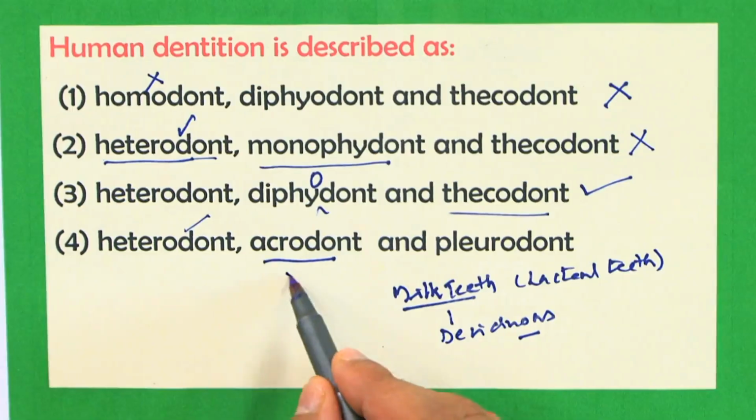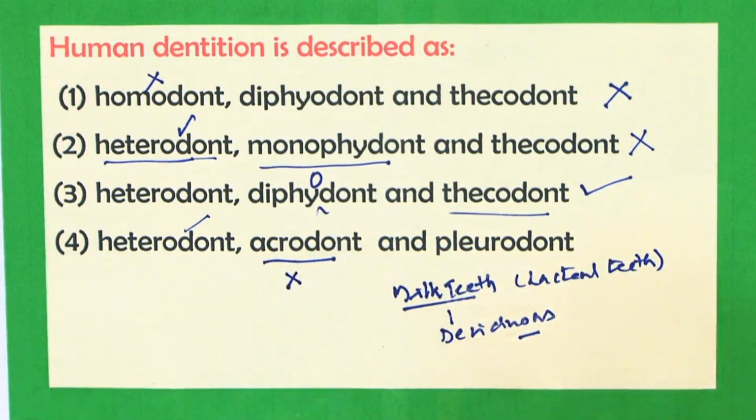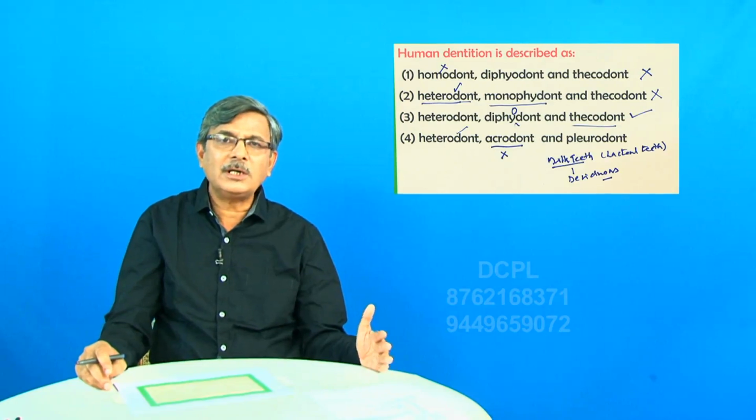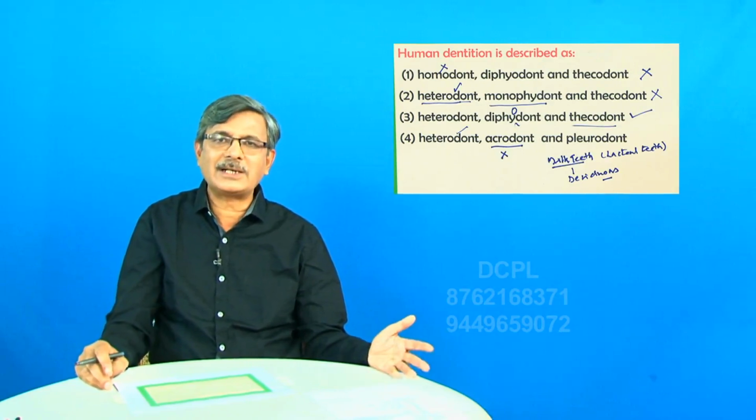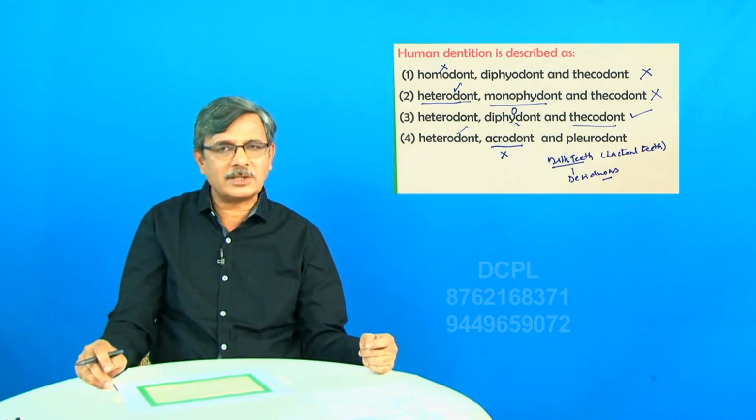And of course, we don't have this. Instead, we have thecodont dentition. Acrodont dentition is seen in the reptilian order Squamata. For example, in lizards, in snakes, we do come across it.